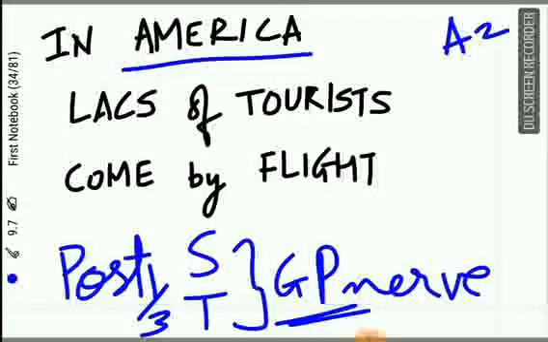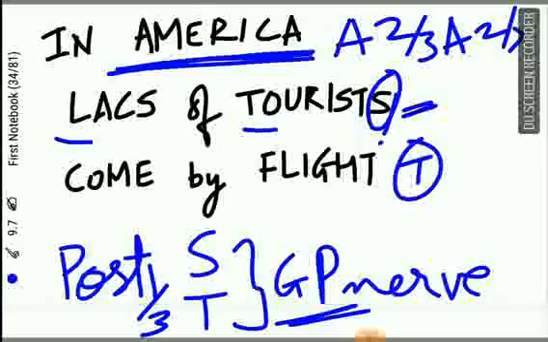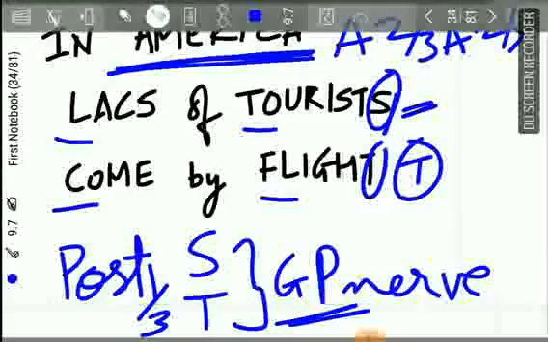But what about the anterior two-third? We always get confused. The mnemonic for the anterior two-third is, in America, lakhs of tourists come by flight. A for America, A for anterior two-third. For tourist, the last word is S, for the sensory supply. Lakhs of tourists, lingual branch of trigeminal nerve. And for the taste sensation, come by flight, it is chorda tympani branch of facial nerve. So in America, lakhs of tourists come by flight. For anterior two-third, for sensory supply, lingual branch of trigeminal nerve, and for taste supply, chorda tympani branch of facial nerve. I hope, students, this is clear to you.